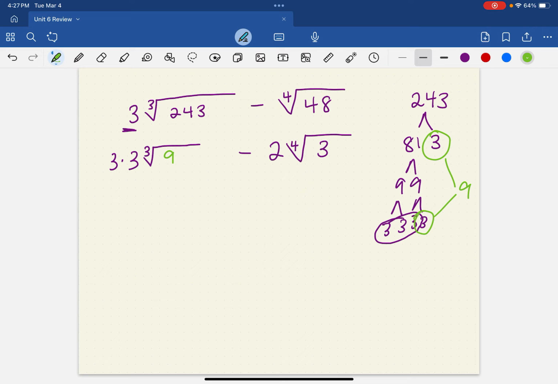Okay, so let's finish off. This is 3 times 3, so 9 cube root 9 minus 2 4th root 3. And that would be our final answer.